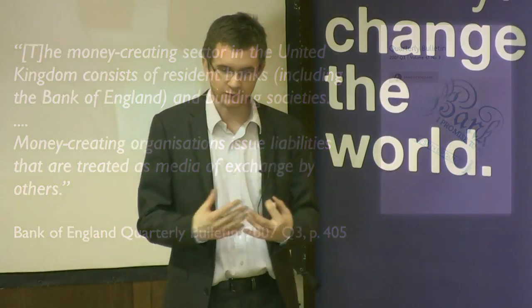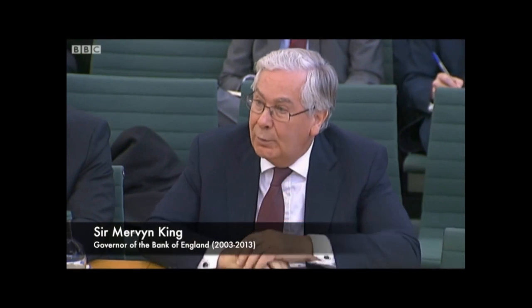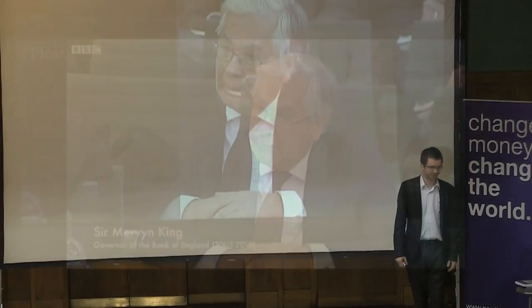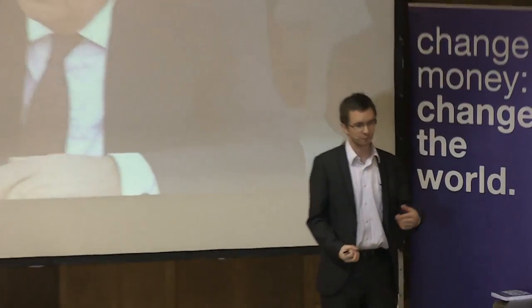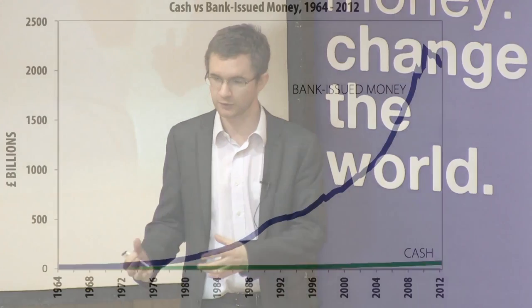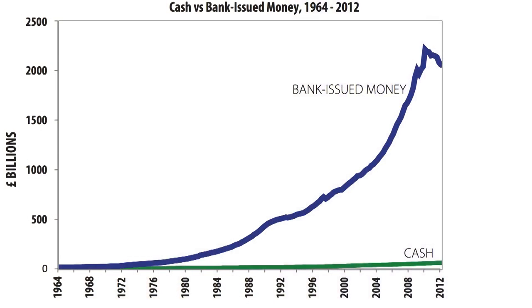Now, what this has meant, with the rise of electronic means of payment, is that we've reached the point where most of the money in our economy, broad money, comprises liabilities of banks in the form of bank deposits. This is, when we talk about 97% of the money supply being created by banks, this is what we're talking about. So this chart of the blue line is the bank-issued money supply.